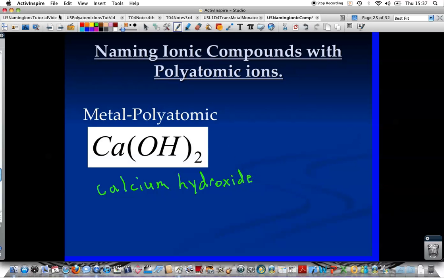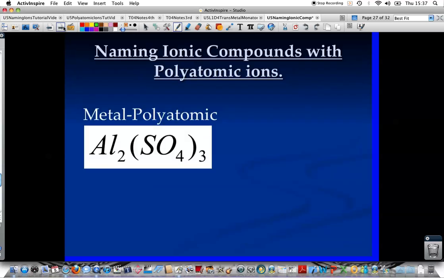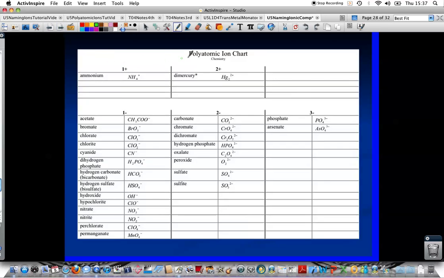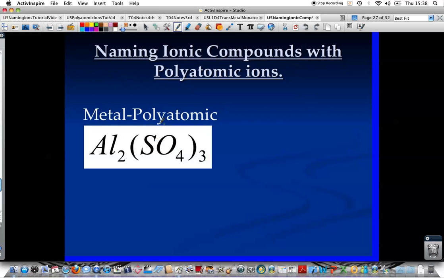Look at the next one. We have another metal and a polyatomic. Again, if you're not sure what kind you have, you can just go to the polyatomic ion chart and start looking for whatever polyatomic ion might be on there. In this case, we have an SO4 right there, and so we know that SO4 is our polyatomic. And Al is aluminum, so aluminum. And an SO4 we looked up was sulfate.